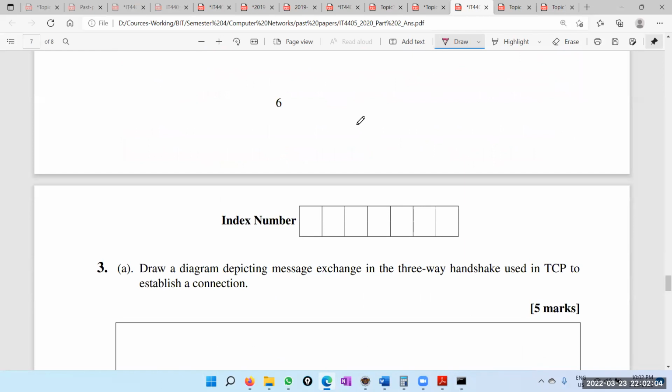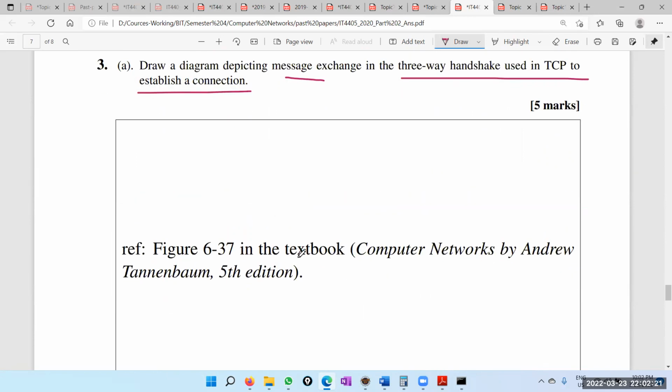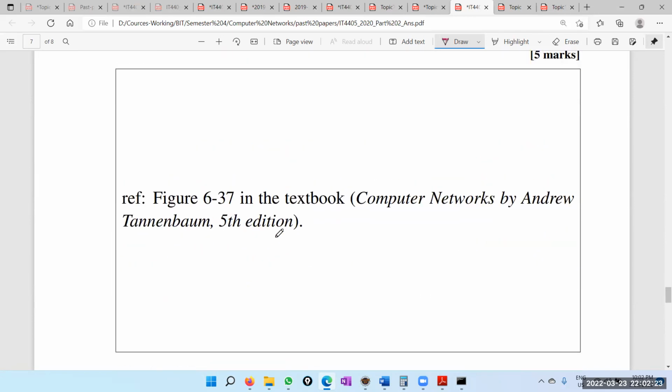Right. Third question. Draw a diagram depicting the message exchange in the three-way handshake under TCP to establish a connection. So that we discuss. Okay. Three-way. Right. They have not mentioned it here because they have referred to that, and it is in your slide also.